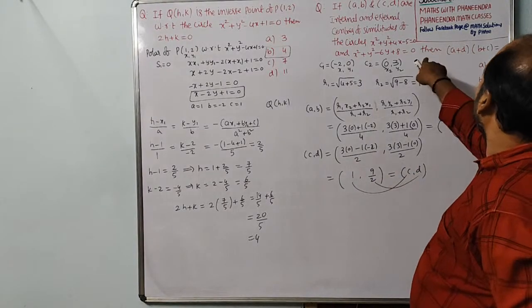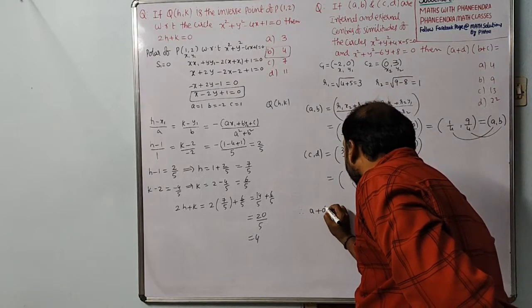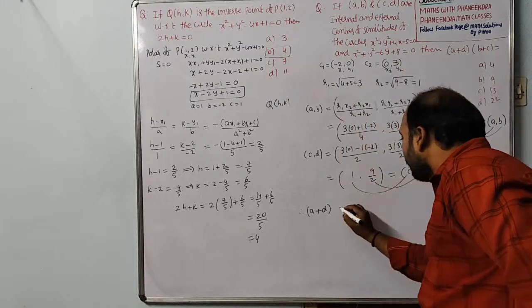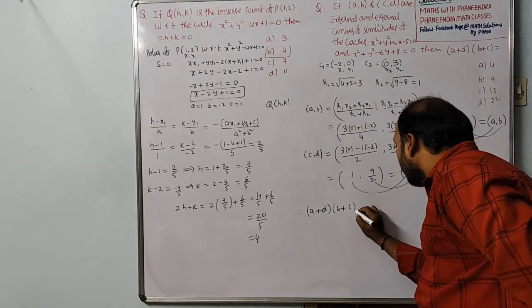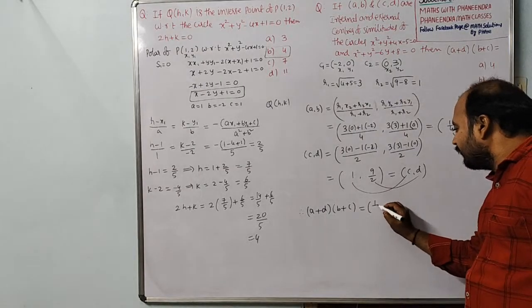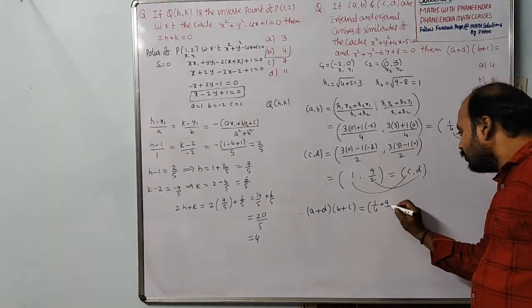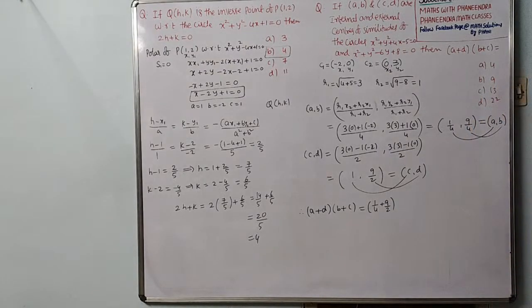Now they are asking to find A plus D into B plus C. Okay, dear students. A plus D. What is A value? 1 by 4. Plus D. D value is what? 9 by 2.